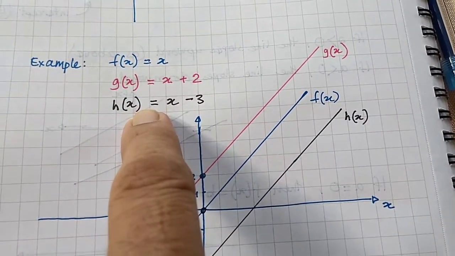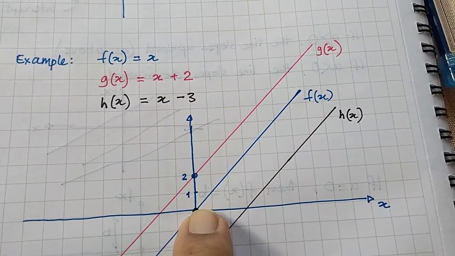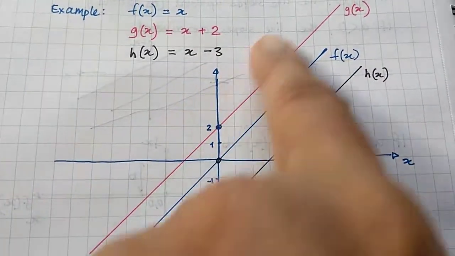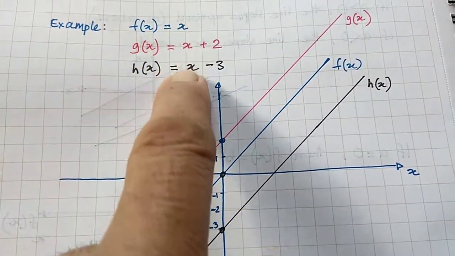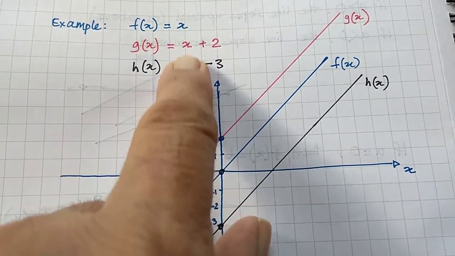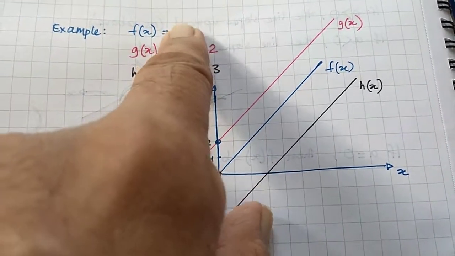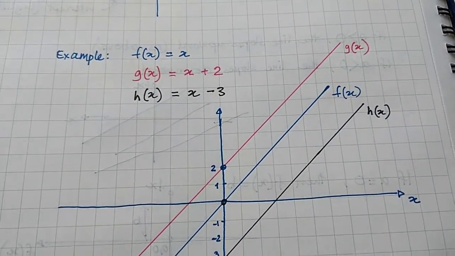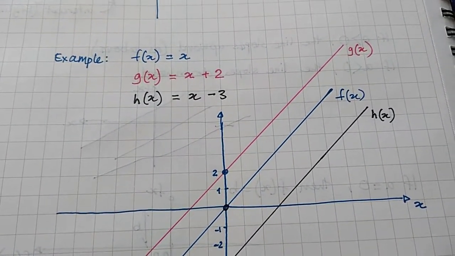So when x is 0, h of x is equal to minus 3. There we go, minus 3. And these three lines are parallel because the values of a in all these three equations are the same. What is the value of a in all of these three equations? That you submit to me as an answer.